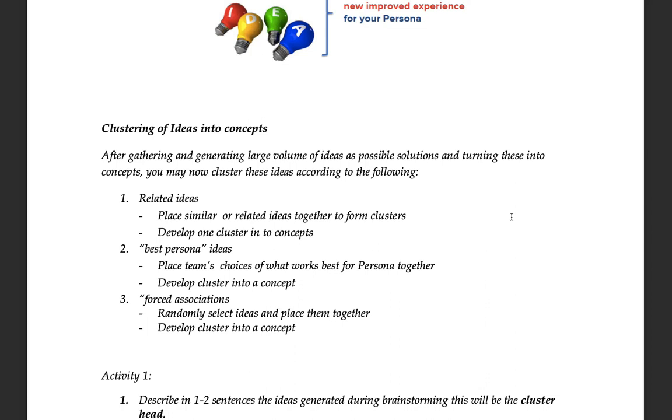Number 1, relate your ideas. Place similar or related ideas together to form clusters. Okay, so for those who work in groups, you have to place your similar ideas together and then develop a cluster. So these particular ideas are the same. That is cluster 1. This group of ideas are similar, cluster 2. Okay? Then develop one cluster into concepts.